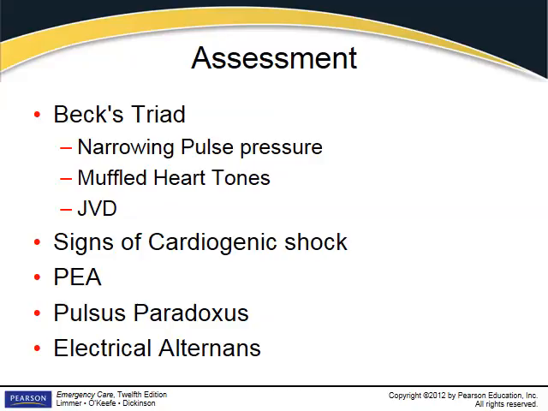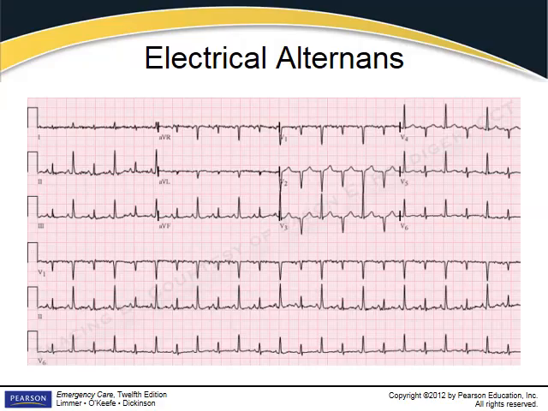You have to forgive me, I just lied to you on what pulsus paradoxus was. Pulsus paradoxus is actually a transient drop in the blood pressure on inspiration, greater than 10 millimeters of mercury. Here's an example of electrical alternans. You guys remember, you have your small complex, large complex, small complex, large complex, etc.